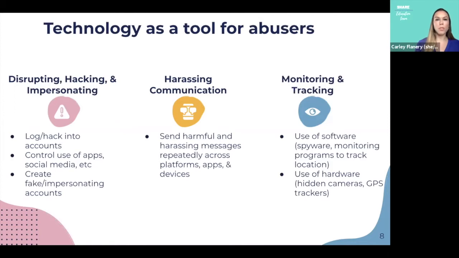Third, a victim survivor can also be monitored or tracked through their digital devices. Both software like spyware or monitoring software that tracks locations, and hardware like hidden cameras or GPS trackers can be used by people with abusive behaviors.